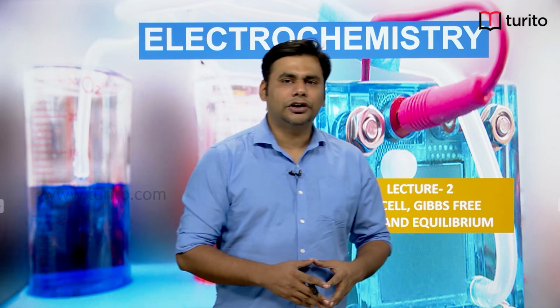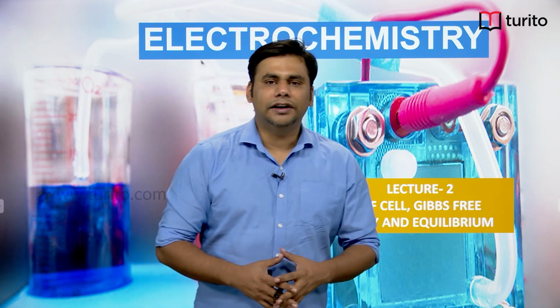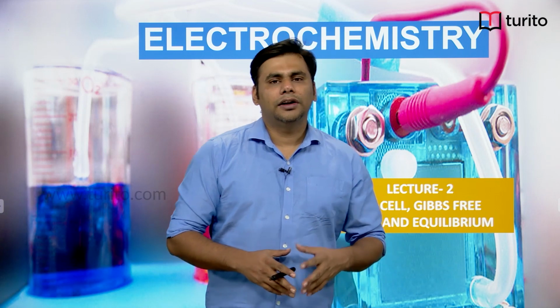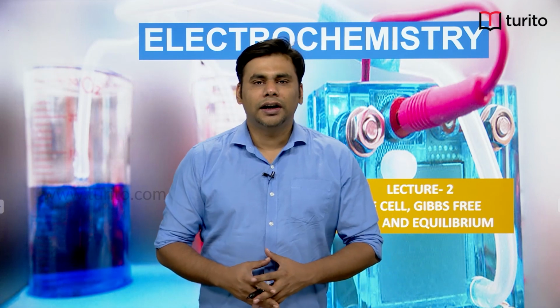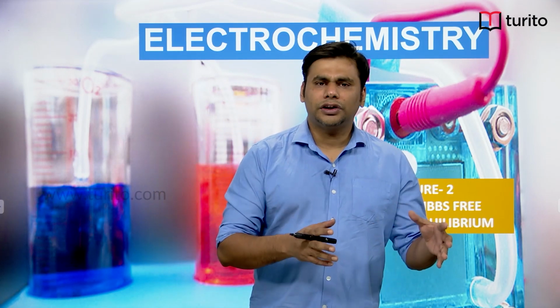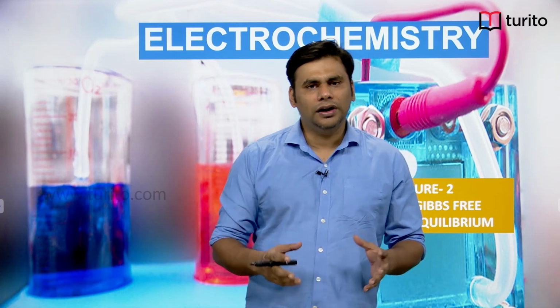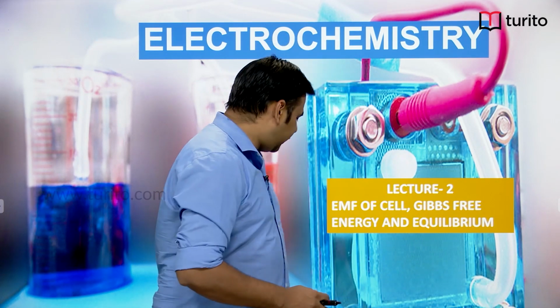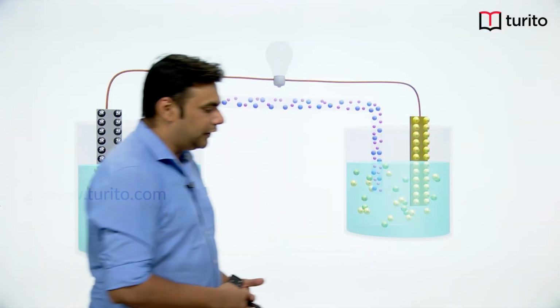Whenever there is a tendency to oxidize, we calculate the oxidation potential. If the oxidation potential is positive, we say that the tendency to oxidize is more. By default, we generally consider the standard electrode potential as the standard reduction electrode potential. This was the very basic we started in the previous lecture, and we also discussed how we form a full galvanic cell. Let me show you through a small animation what we were talking about.